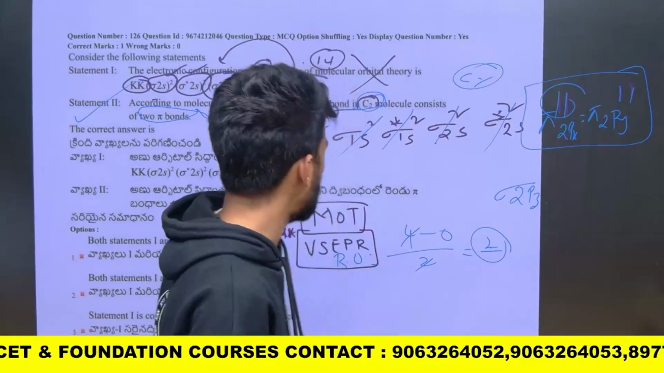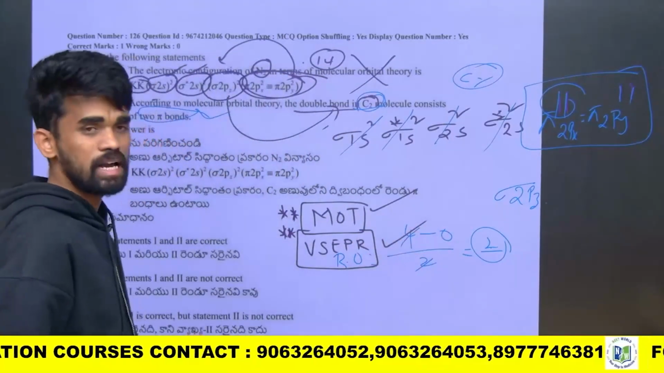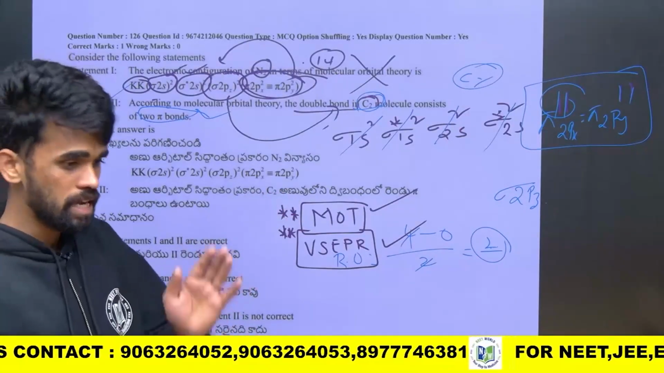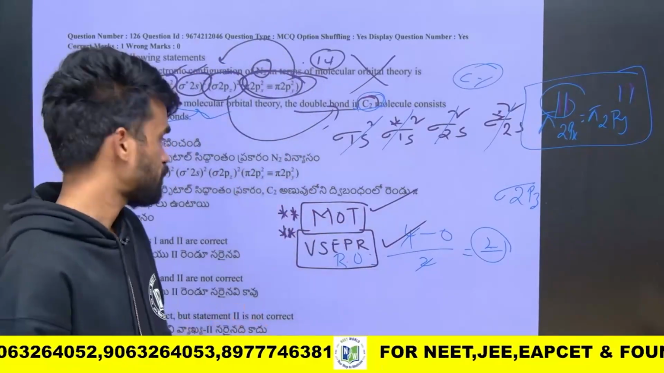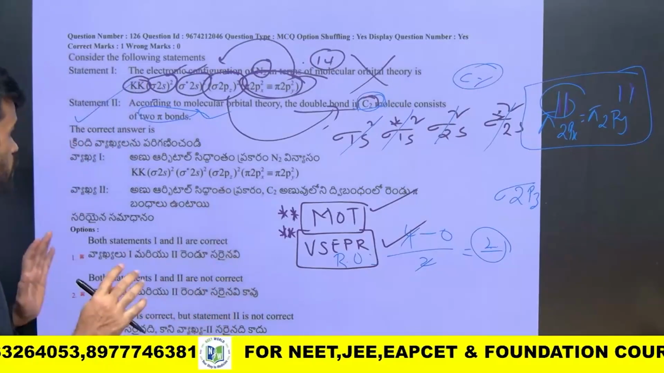I have already covered two special videos: one on molecular orbital theory and one on valence shell electron pair repulsion theory. You can watch them in the playlist Chemical Bonding by Ajay Sir. Or you can type molecular theory by Ajay Sir, and you will get these videos. There you can watch.